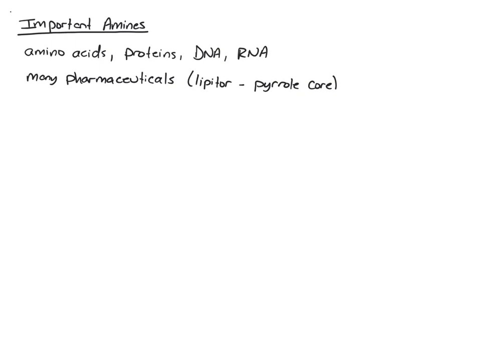And then alkaloids. Alkaloids are heterocyclic amines, but they're isolated from plants. So alkaloids are natural products, whereas Lipitor is a heterocyclic amine. It's not a natural product, it's synthetic. So just some examples of common alkaloids.